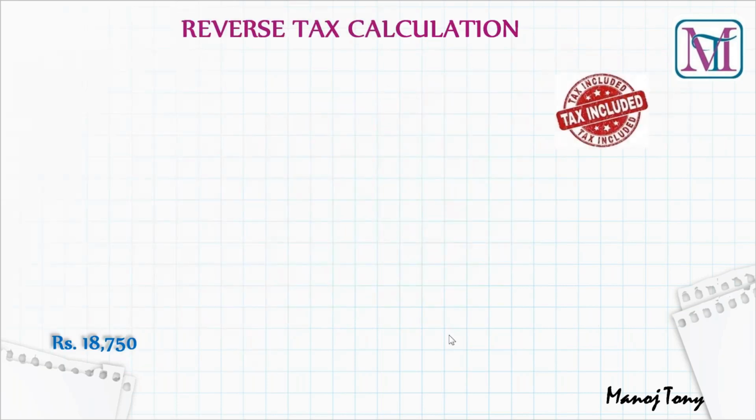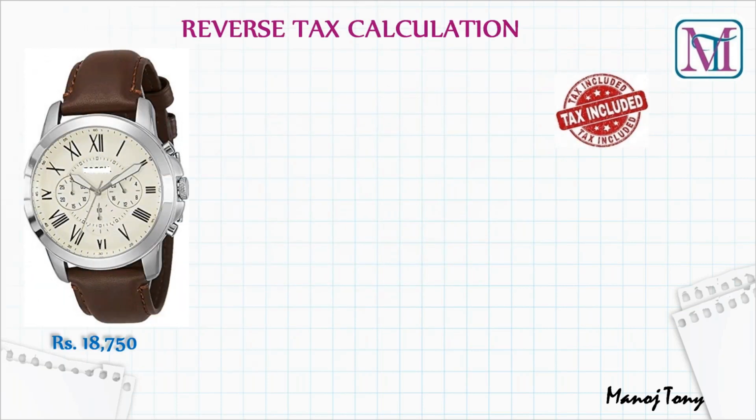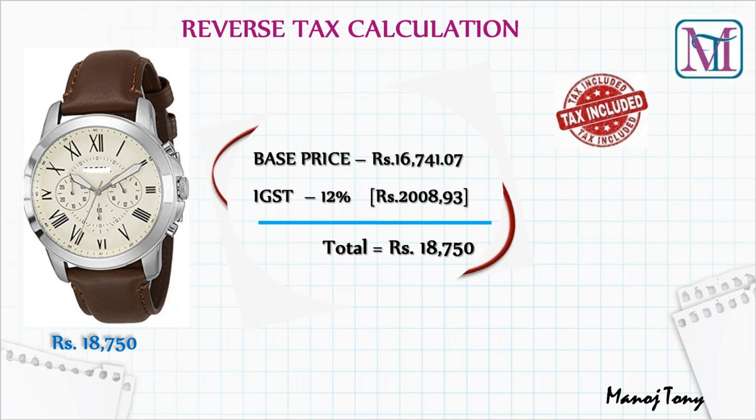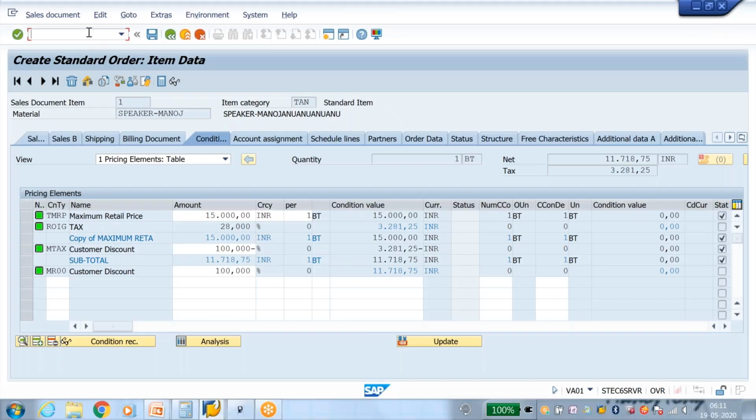Then next scenario, watch. MRP for this watch is 18,750. So here IGST means ROIG tax percentage is 12%. The system will calculate tax percentage 12%, your amount will be 2,008.93, and base price will be 16,741.07 rupees. So total here 18,750. Here the material code is different, so I have a different material code.